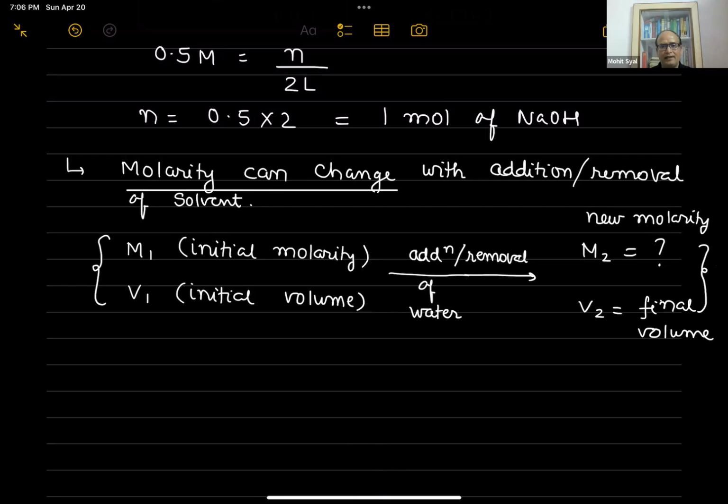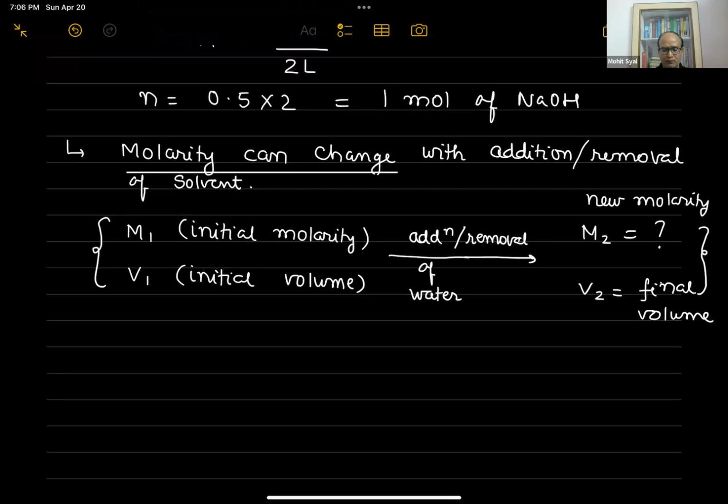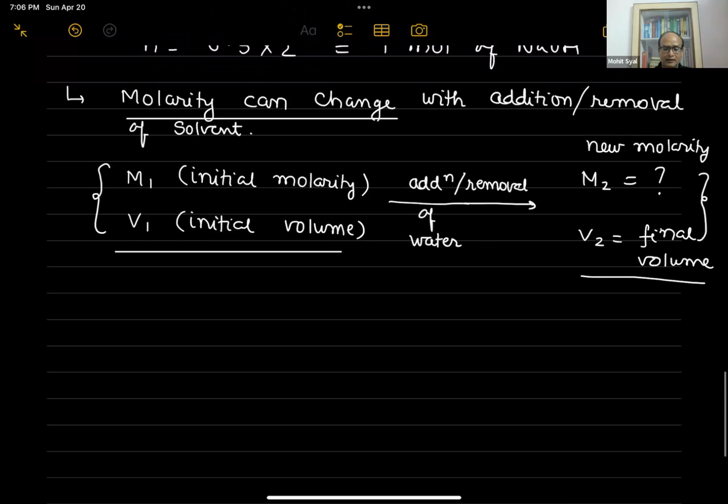Any idea? Marwa and Ayesha, tell me. I didn't understand your question. Suppose what is the formula which correlates the initial molarity and volume with the final molarity and the volume? That formula is, I can explain you, that is M1V1 equals M2V2.